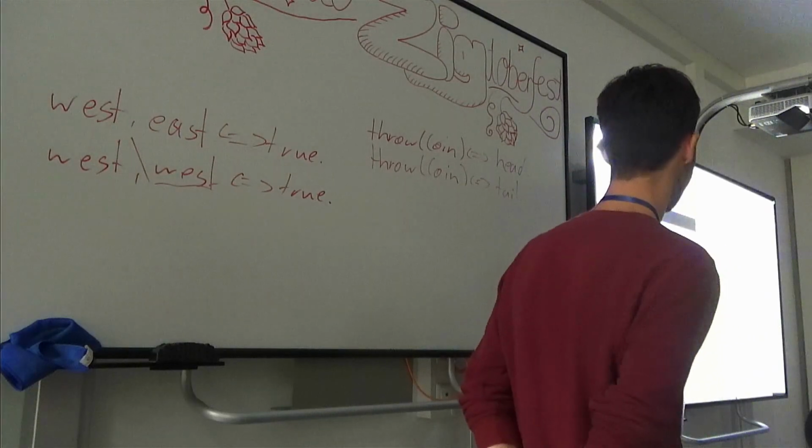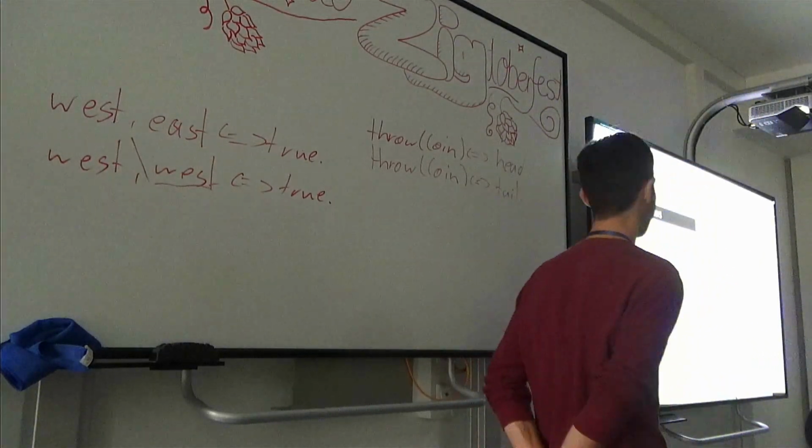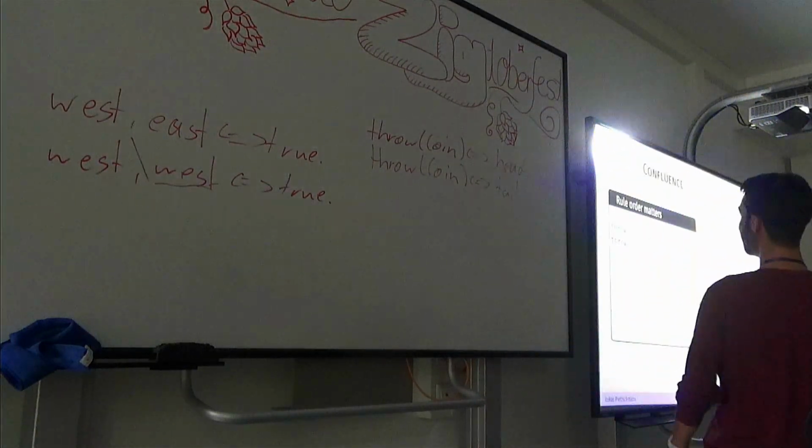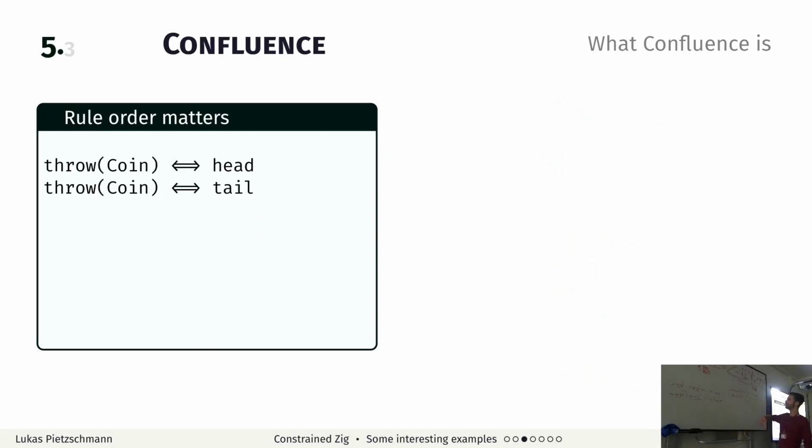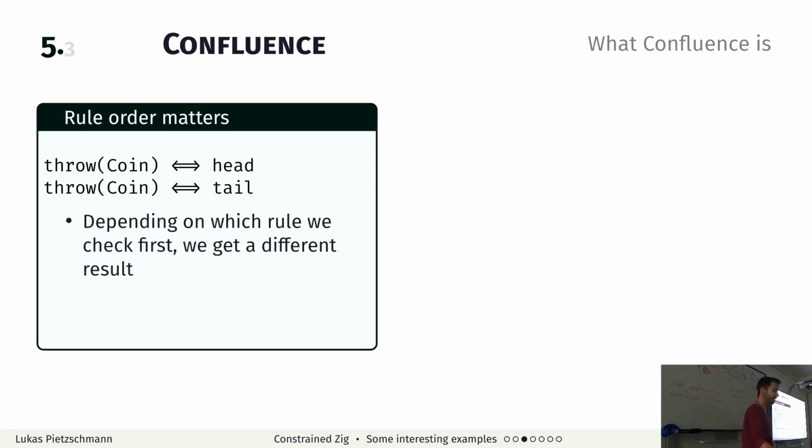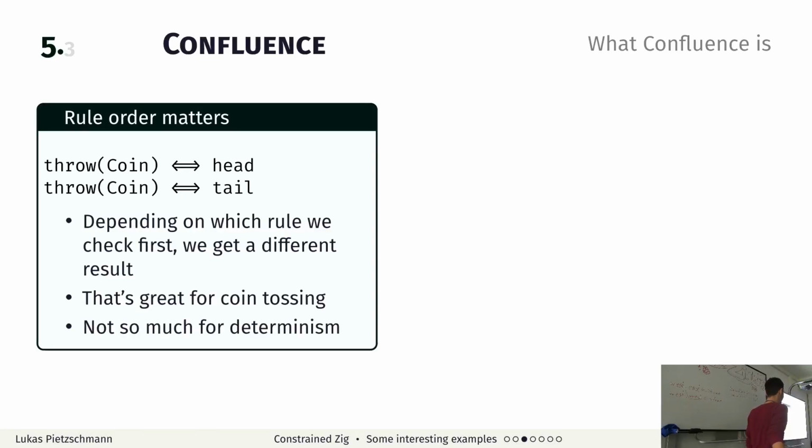So our rule order matters. But it should not matter. Independently of how I arrange my rules, we should always get the same result. Yeah, that's great for coin tossing, but for determinism, not so much.